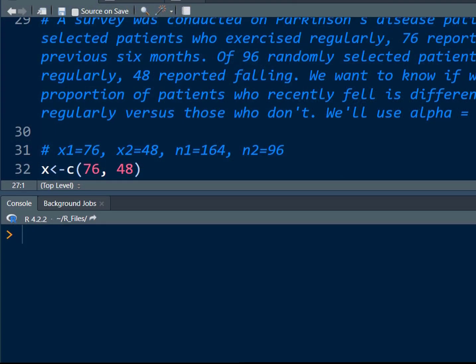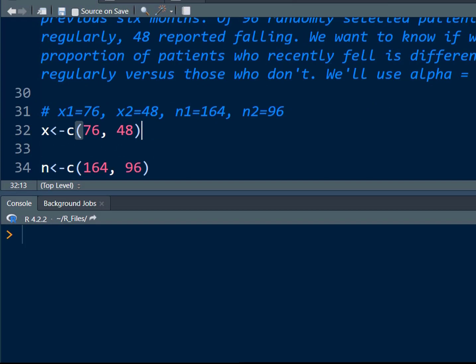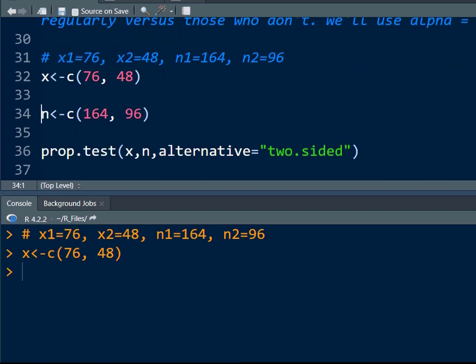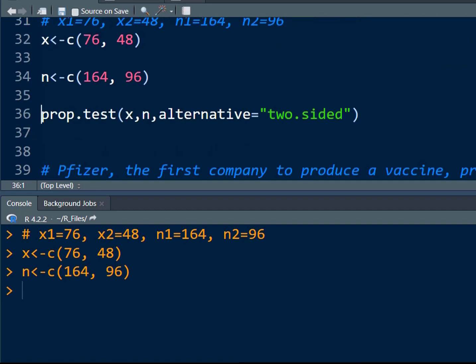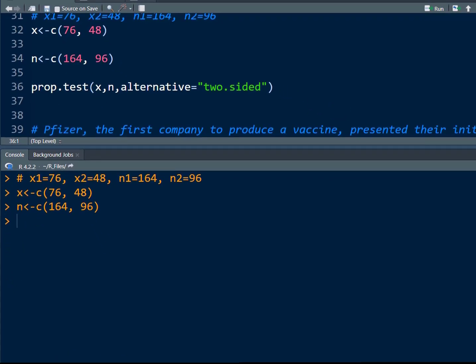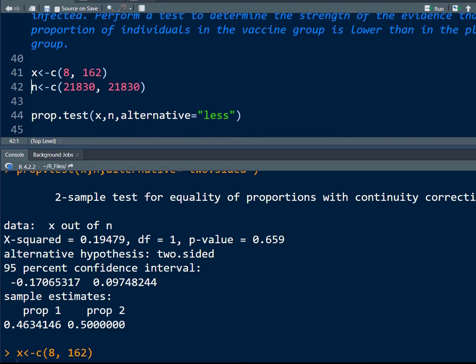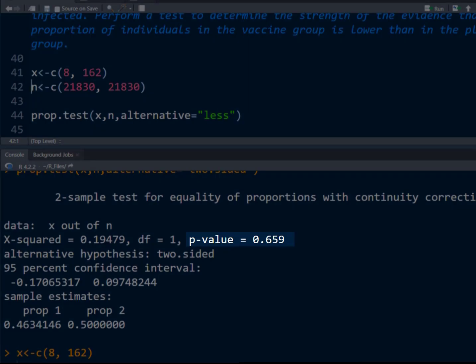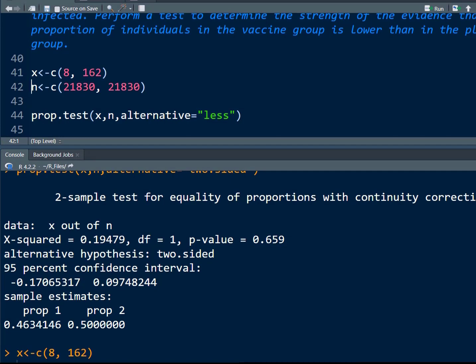In R, I'm going to create data arrays for the number of successes, and I'll call that X, and the sample sizes, and I'll call that N. We have X as a data array which consists of the values 76 and 48, and N as a data array which consists of the values 164 and 96. Now we're going to use the prop test command with inputs X and N, and the alternative two-sided. The p-value that we obtain is 0.659. With such a large p-value, we fail to reject the null hypothesis, meaning that there isn't much evidence of a difference in the proportions of patients who recently fell.